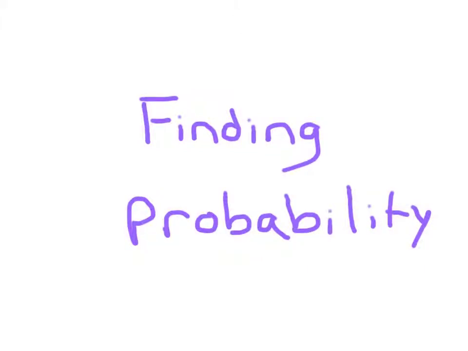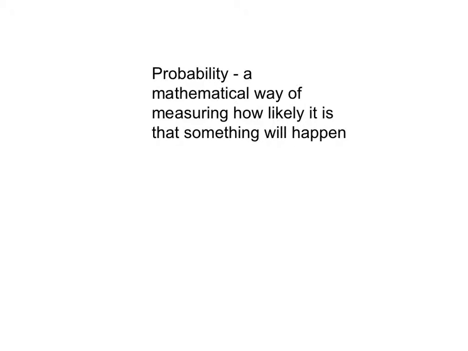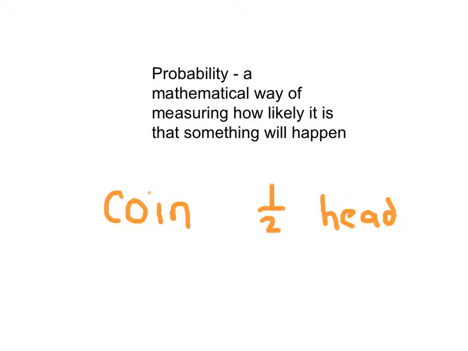In this lesson, we'll learn about finding probability. Probability is a mathematical way of measuring how likely it is that something will happen. If I have a two-sided coin, the probability that we receive a head is 1/2, or 1 out of every 2 times. And the other possible outcome, and I'll give you that definition in a little bit, is that you might receive a tail, and the probability that you receive a tail is 1/2.